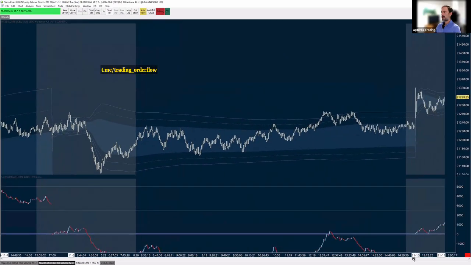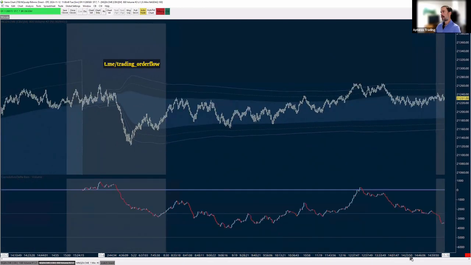Curious if there was any follow through on that. No, there was not. It was into the close. Nothing happened. Little passive buyer.